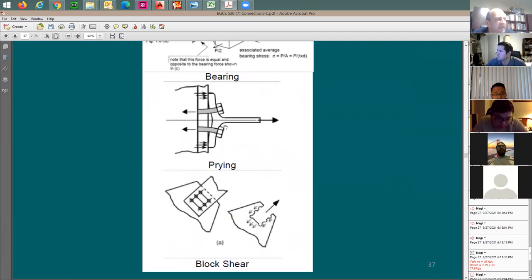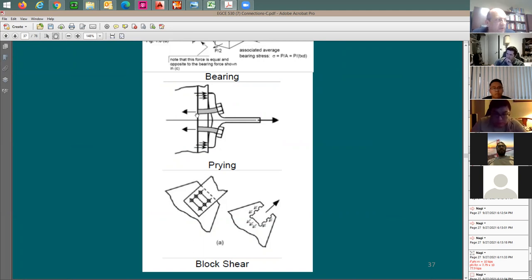This prying failure happens when you have a T-section like this. You start to apply tension and the section itself gets some deformation. When the section deforms, you are actually bending the bolt, and all the stresses are concentrated at the end of this T section, or even W section.